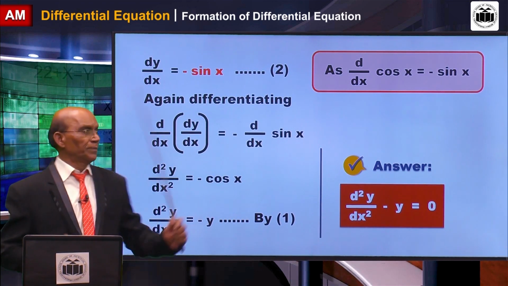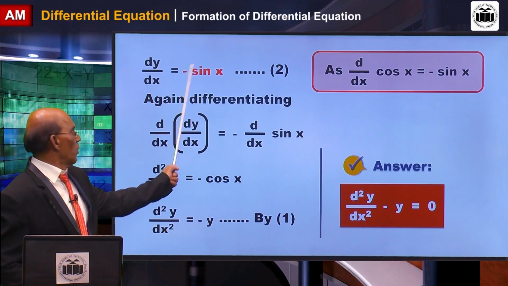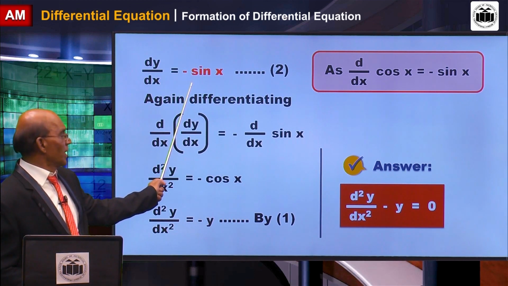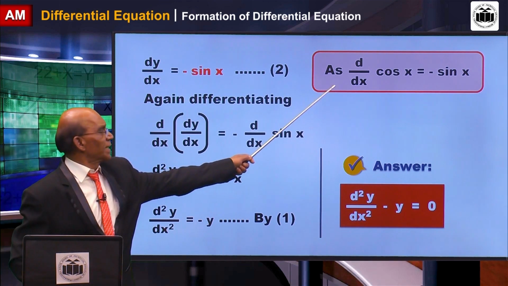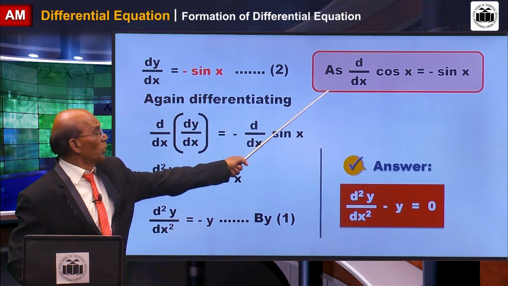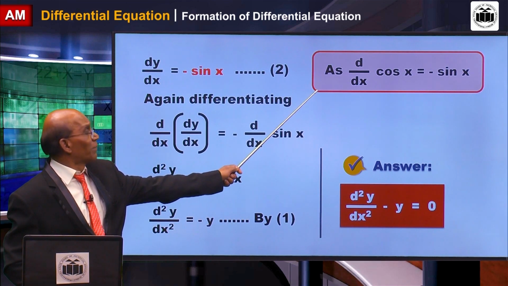Now here, students make more mistakes in writing this step always, because the derivative of cos x is minus sin x, and they don't know that we are going to take the minus sign here. Why do we take the minus sign?